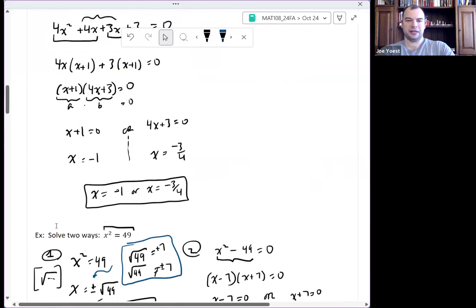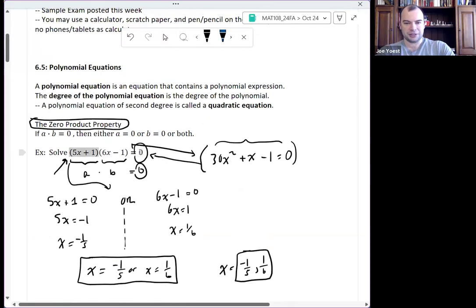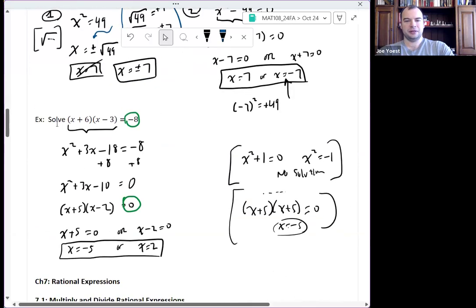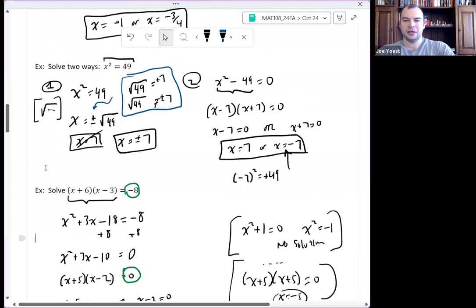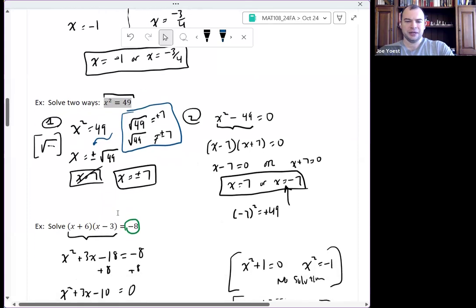As we put everything on the left, try to use our zero product property. If we're already set up for it, great. And if we're not, we multiply everything out, we put everything on the left, combine all our like terms, factor, and then use our zero product property. Even if we can get away with avoiding the zero product property, like we maybe could here because there was no linear term, we could get away with not using the zero product property.